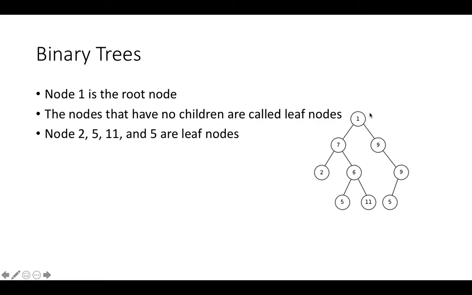This node 1 is a special node and we say it is the root. And if a node has no children, we call it a leaf node. So for example, nodes 2, 5, 11 and 5 are called leaf nodes, while node 1 is called the root node.